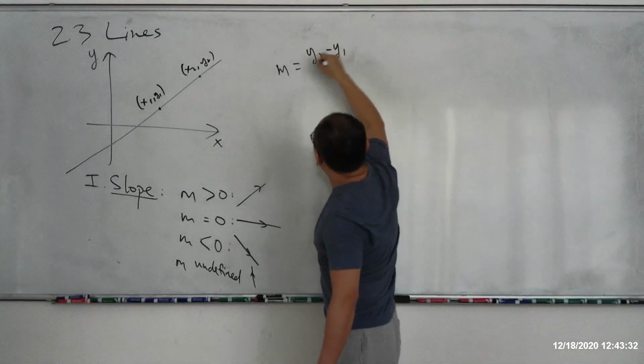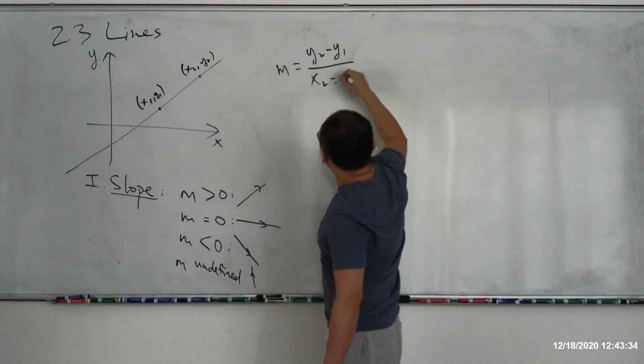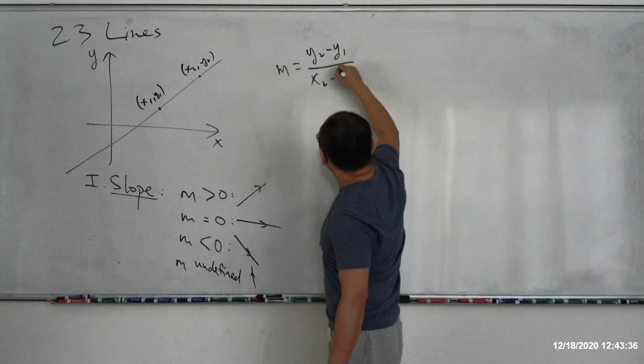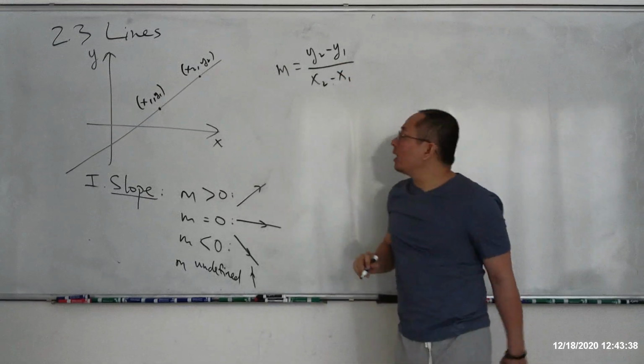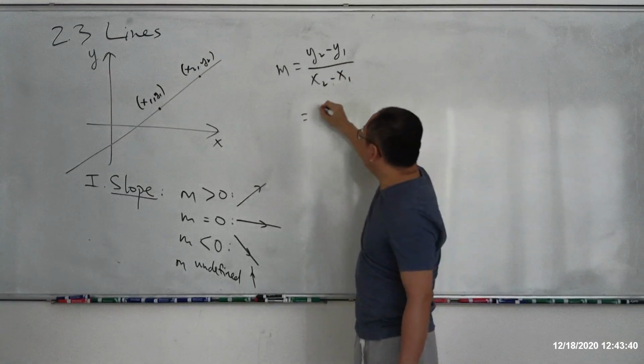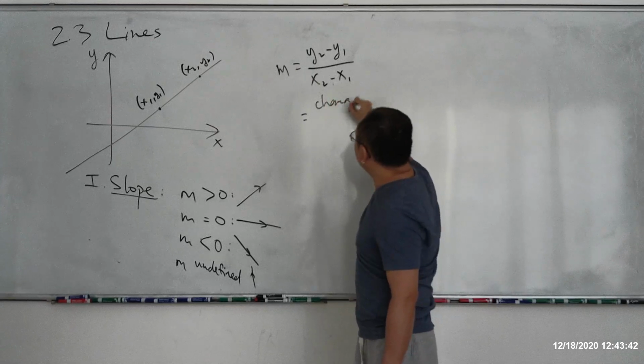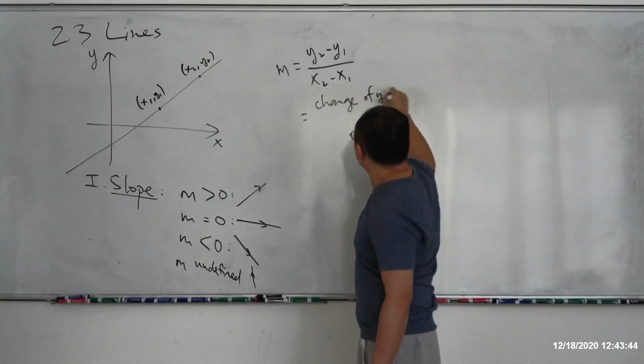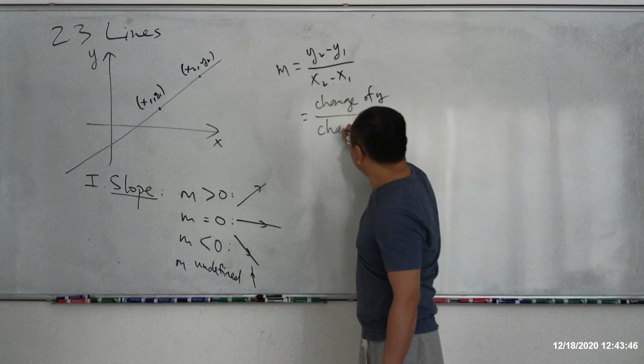Y2 minus y1 over x2 minus x1. Okay? And to make it easy for you guys to remember, you see people write it this way: change of y over change of x.